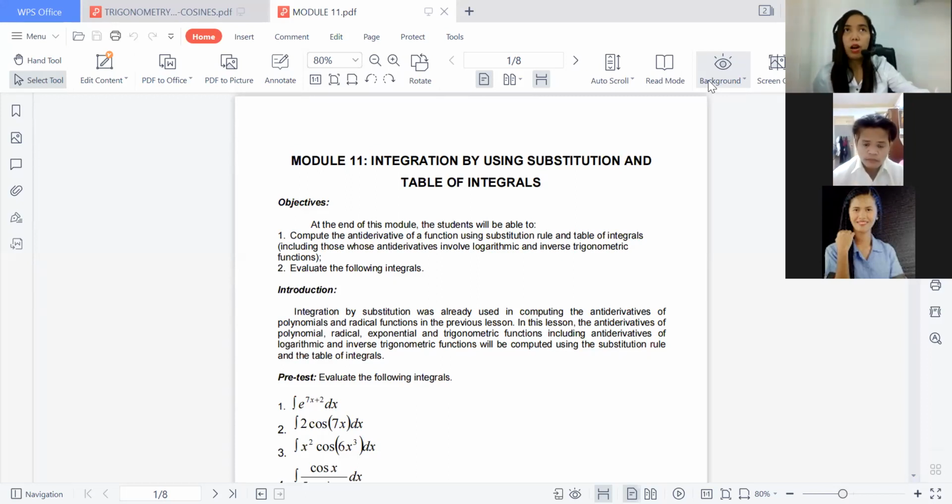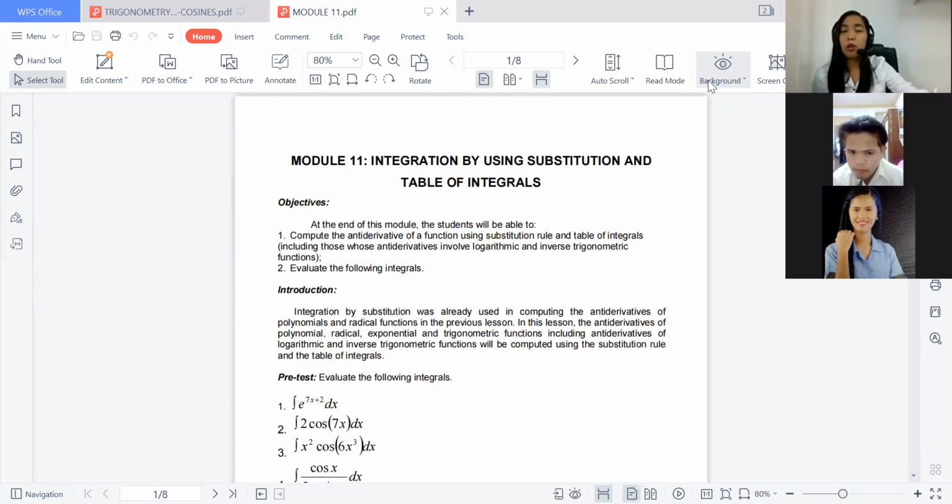We're going to add some functions, like exponential, logarithmic, and other trigonometric functions. At the end of this module, the students will be able to compute the antiderivative of a function using substitution rule and table of integrals, including those whose antiderivatives involve logarithmic and inverse trigonometric functions. And the second one is to evaluate the following integrals.